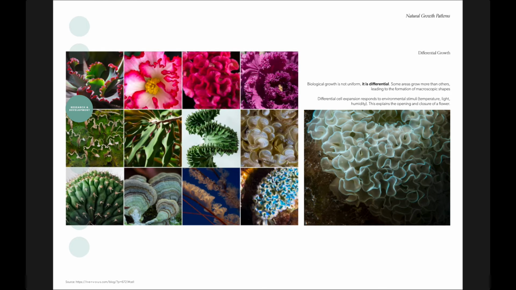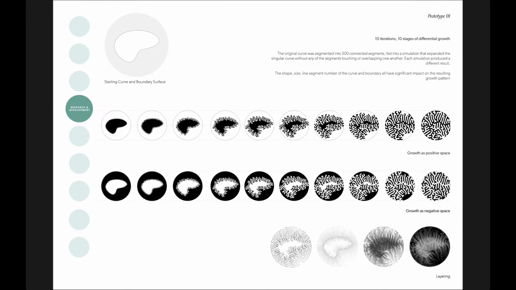Biological growth is not uniform. It's differential, meaning it responds to differential stimuli and thus produces the formation of individual macroscopic shapes. You can simulate this pattern in Grasshopper by segmenting a curve and letting it expand without any of the segments touching or overlapping, by adjusting the parameters: number of segments, radius, and strength.